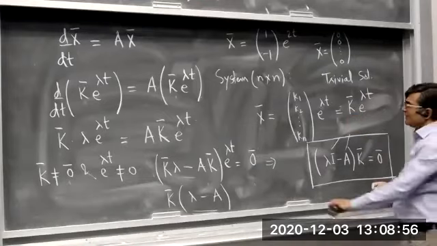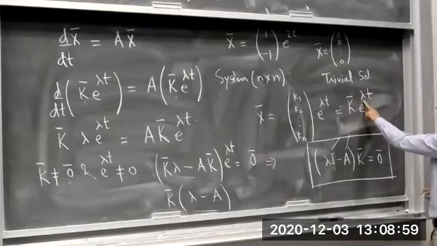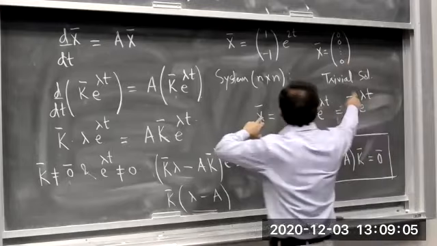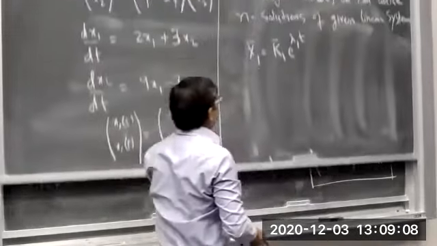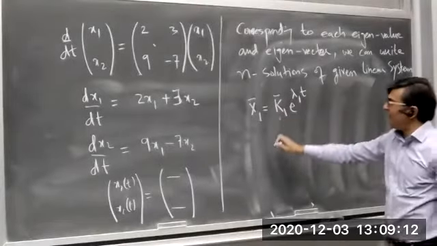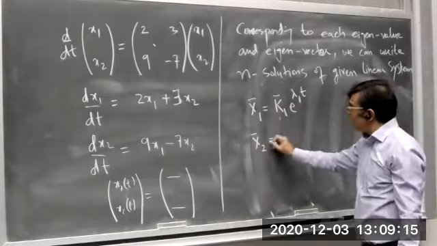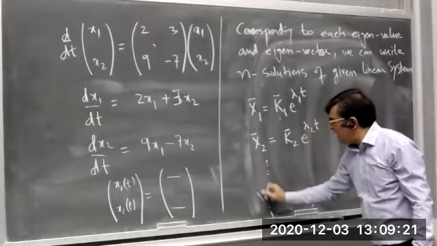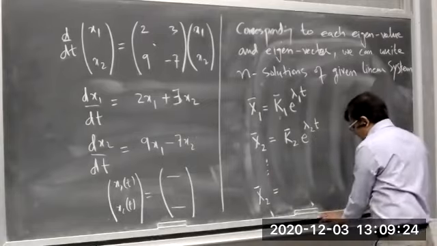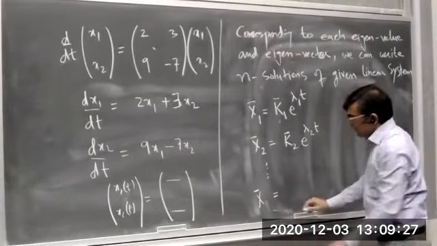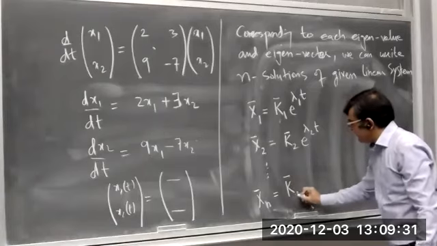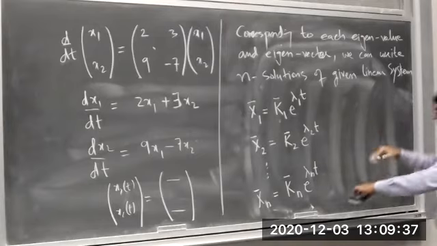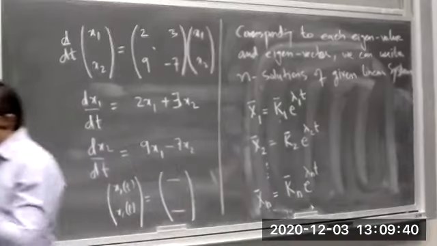Now how many vectors do we have? n vectors. And how many values of lambda? n values. So how many solutions will you have? n solutions. And all the solutions we can write in this form. So we write here x1 is of this form, x2 is another solution, which is the k2 vector times e raised to the power lambda 2 t, and so on, xn vector. The xn vector is a solution which is the kn vector times e raised to the power lambda n t. So we obtain n solutions.